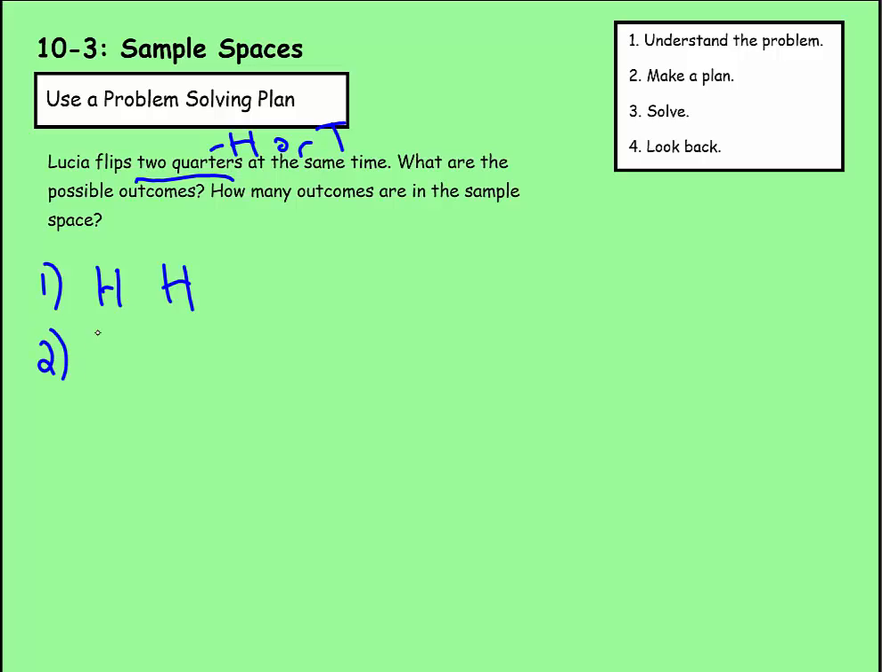The second outcome would be heads, and then the second quarter being a tails. The third outcome, it could be tails for the first one and heads for the second one. And the fourth outcome could be tails for the first one and tails for the second one. I can't think of any other outcomes that I haven't already listed yet. That's because this is all there are. So we just listed the total of possible outcomes. Now we need to determine how many there are. Well, it looks like there are 4.